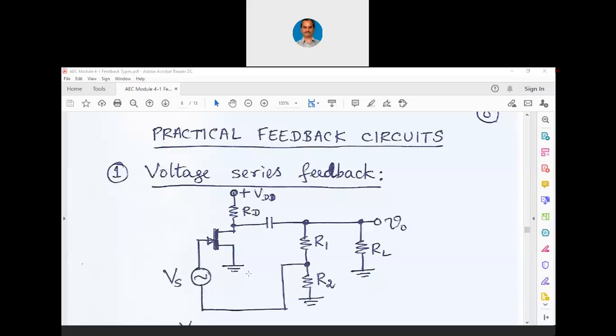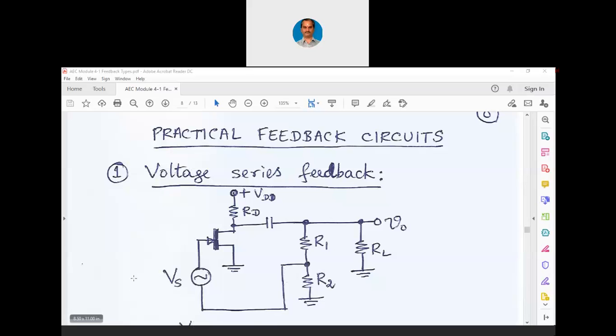Now you can see this complete FET circuit is an amplifier circuit along with the load resistance, and at the output we have one voltage divider network R1 and R2. By using this R1 and R2, we are going to fix up the factor beta. You already know that a small percentage of output is fed back to input. That way, if R2 is smaller and R1 is larger, then whatever is the voltage across R2, that is going back to input.